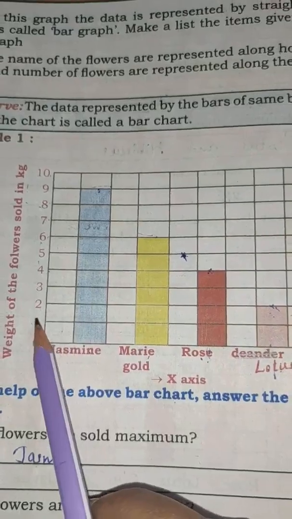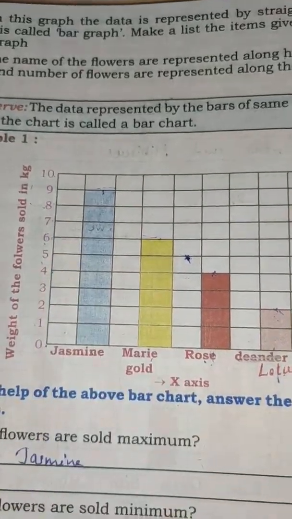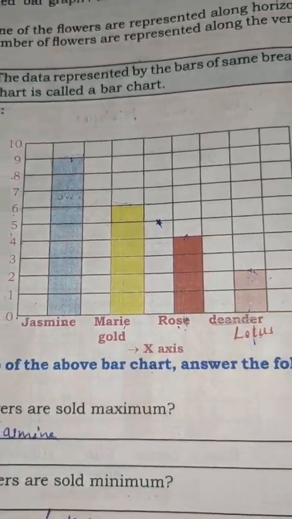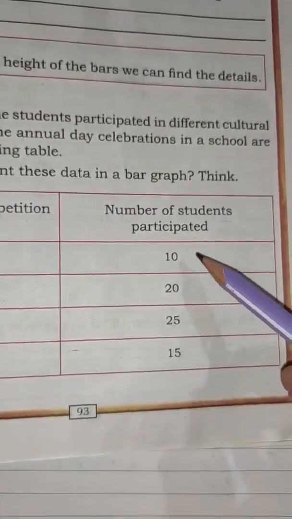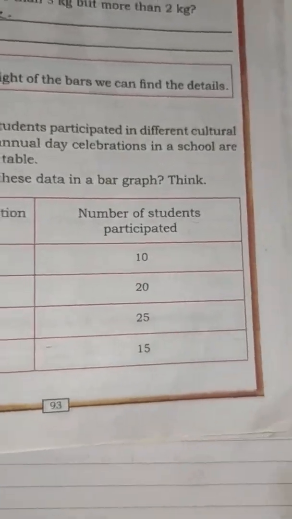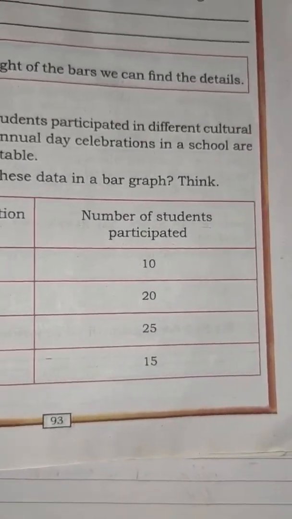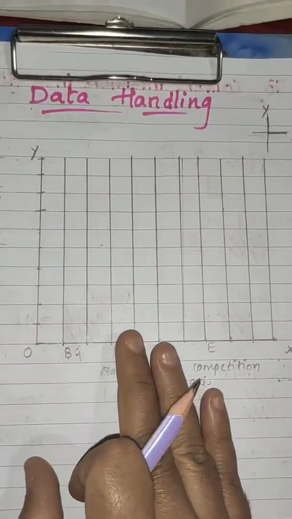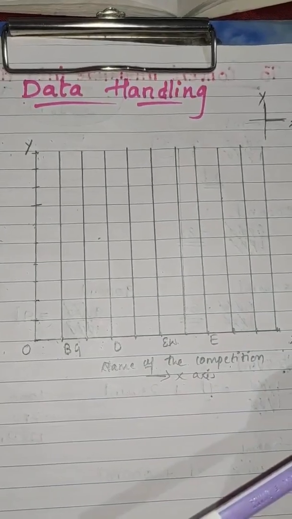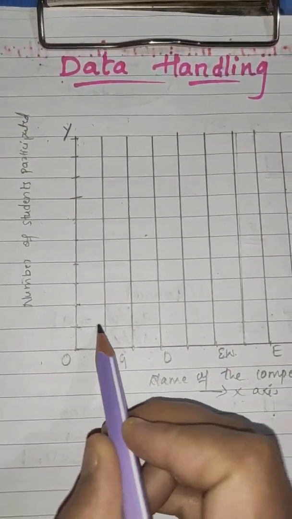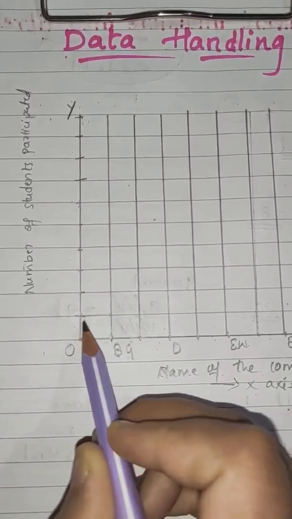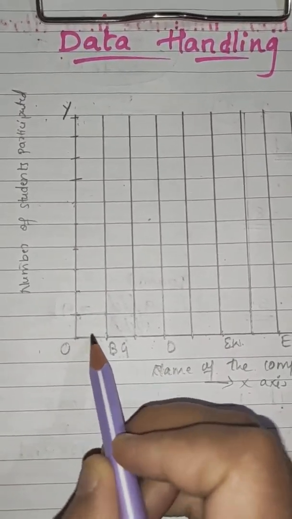See, number of flowers: 1, 2, 3, 4, 5, 10. Till 10 it is there, so it's easy for you. But if you got numbers like 10, 20, 25, 30, 80, 70, then what you can do is this: if the numbers given in the data are more, then a suitable scale is used to represent this data. For example, here this is 1 cm. This box will be considered as 1 centimeter.